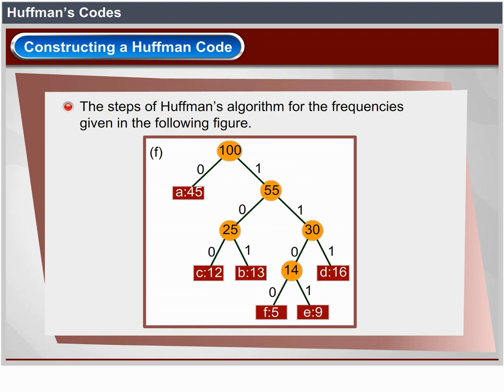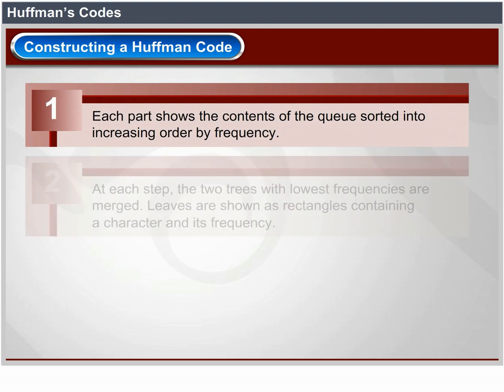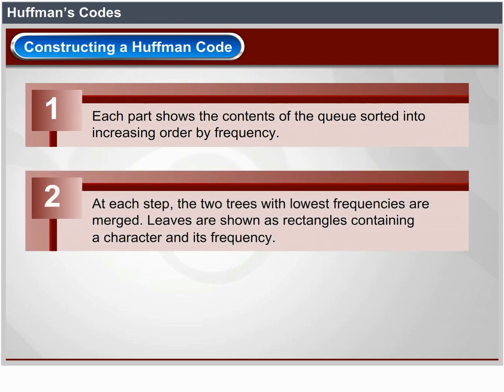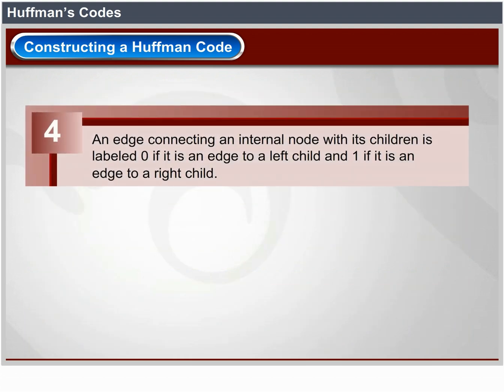Each part of this figure shows the contents of the queue sorted into increasing order by frequency. At each step, the two trees with lowest frequencies are merged. Leaves are shown as rectangles containing a character and its frequency. Internal nodes are shown as circles containing the sum of the frequencies of their children. An edge connecting an internal node with its children is labeled 0 if it is an edge to a left child and 1 if it is an edge to a right child.